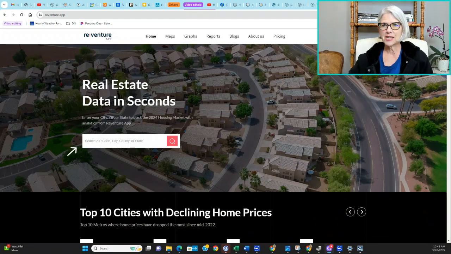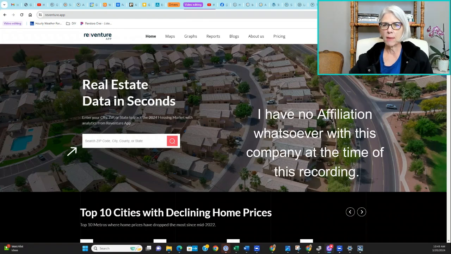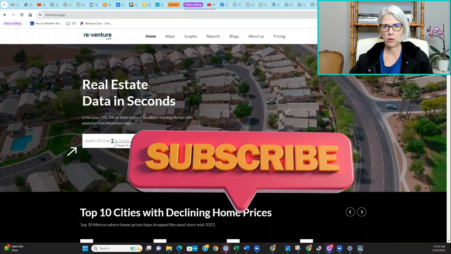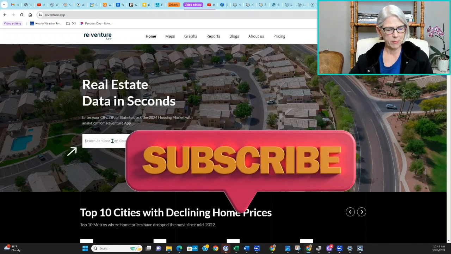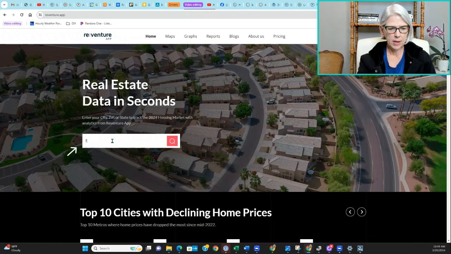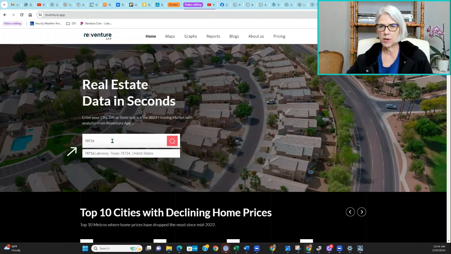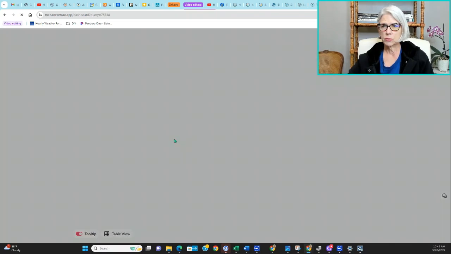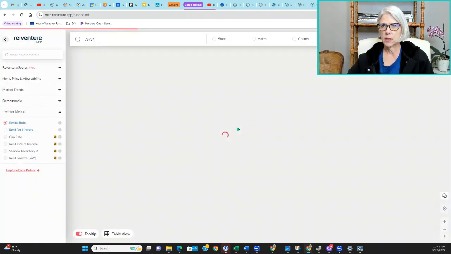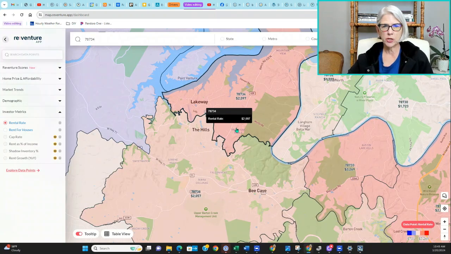Okay, so you can see here it's called Reventure.app. I'm going to show you how easy it is to use. So I'm going to type in a zip code for the area that I live in. I'm not putting my own zip code, but I am putting a zip code for the Austin area, which you know that's where I am. And I'm going to look at the data and show you how you can use this data.